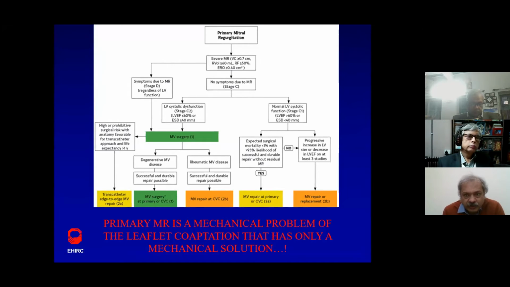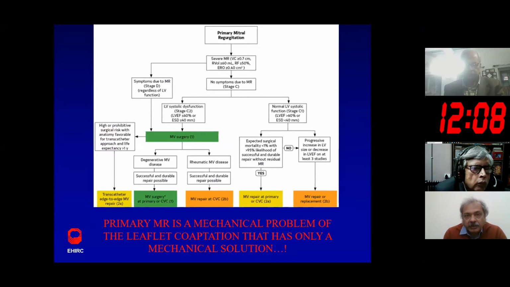Now, when it comes to management, primary MR is a mechanical problem of leaflet coaptation, and that has only a mechanical solution. If you look at the 2020 valve recommendations from the EZECHO group, you'll find that wherever intervention is needed, except where there is high surgical risk, TAVR is recommended. Otherwise, only mitral valve surgery is recommended, and that too mitral valve repair. I'll come back to this repair business when I talk about secondary MR, because repair is almost losing its sheen as far as replacement is concerned in secondary mitral regurgitation.